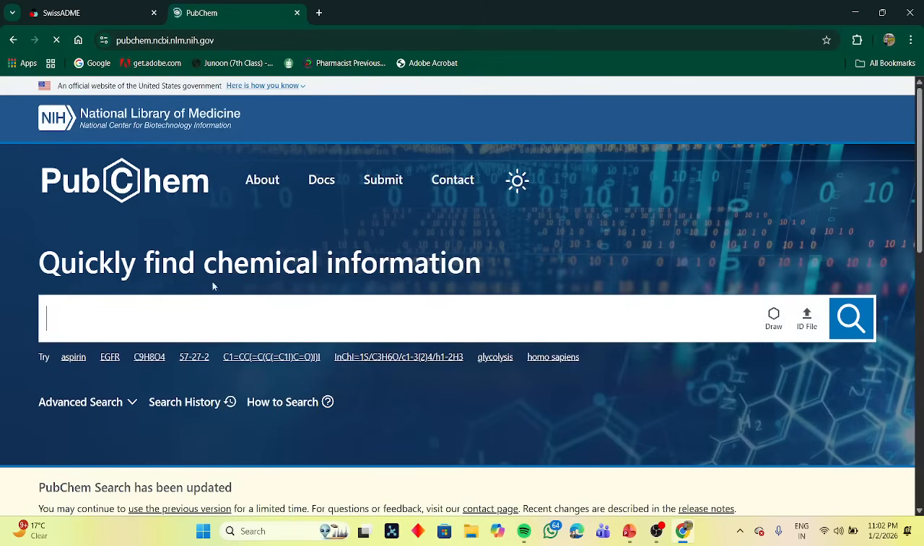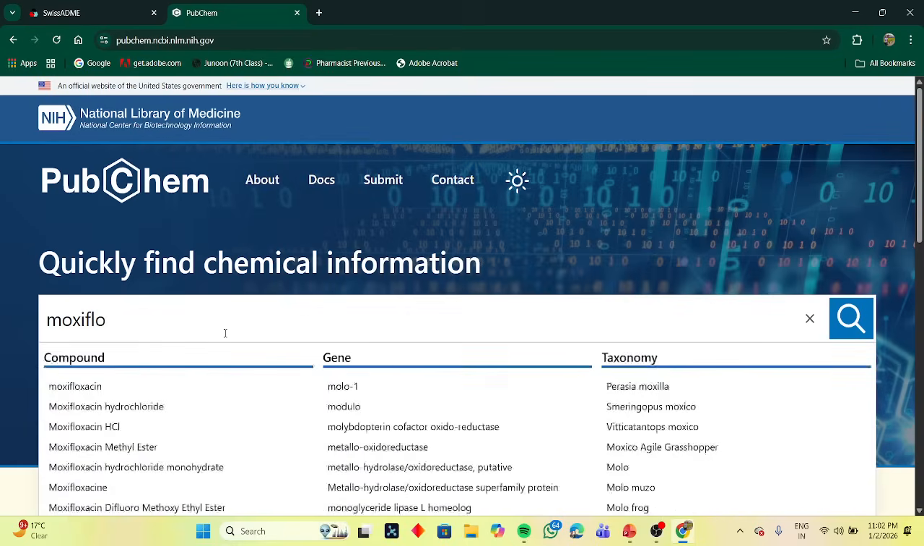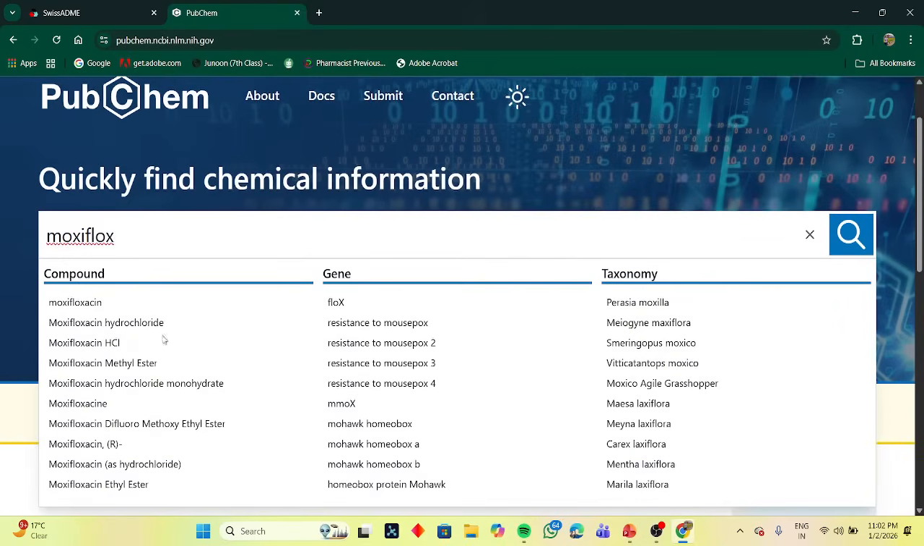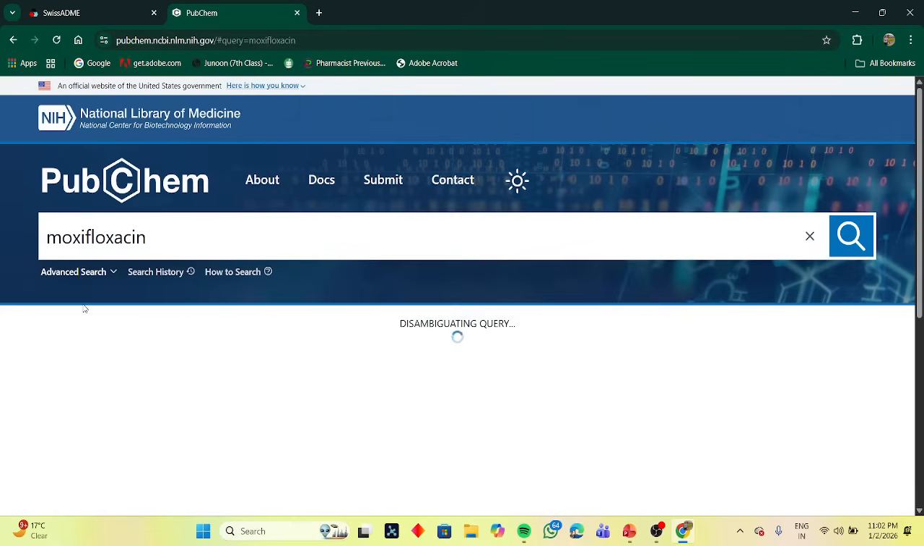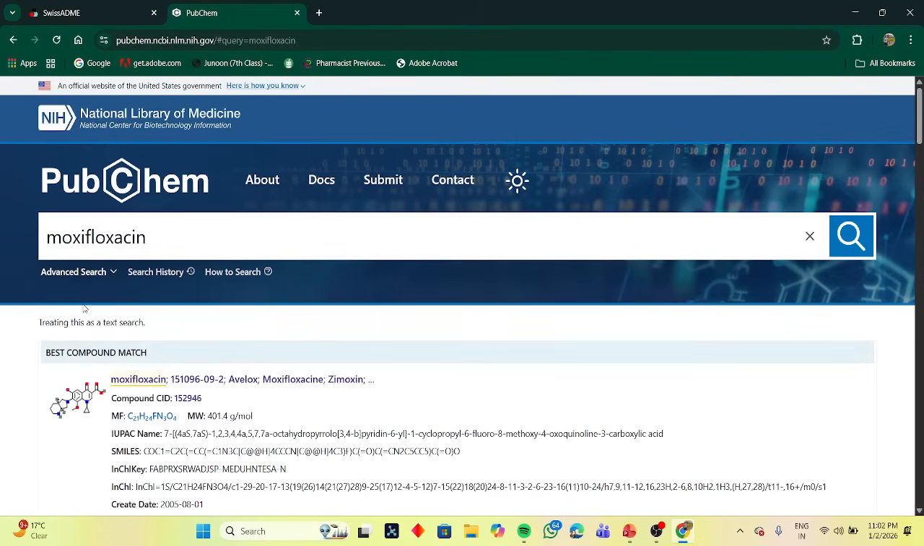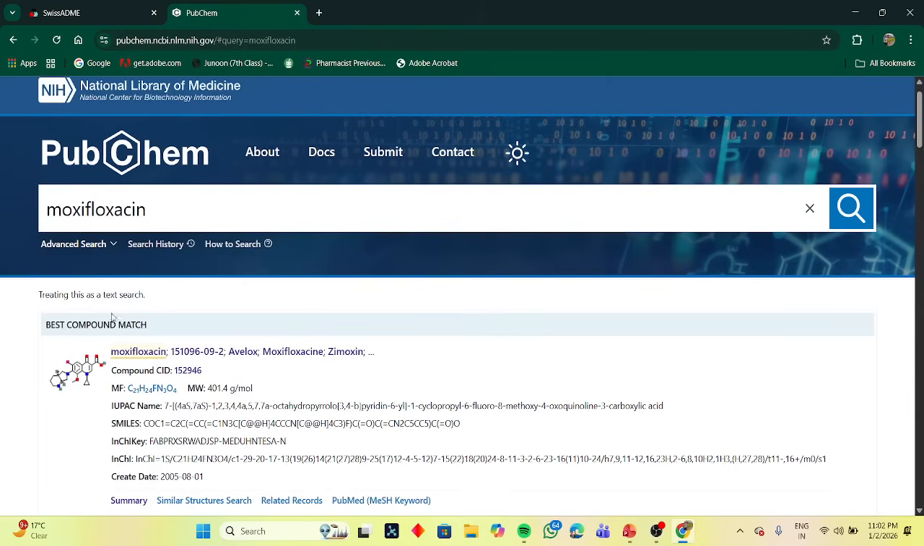So it is opening PubChem. In PubChem, what you have to do is search for the molecule. For that, let's suppose moxifloxacin. PubChem is the database where you can get millions of compounds. You can find any compound here. So you just have to click on moxifloxacin.